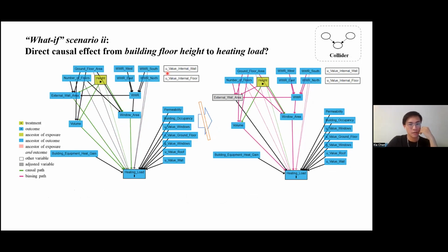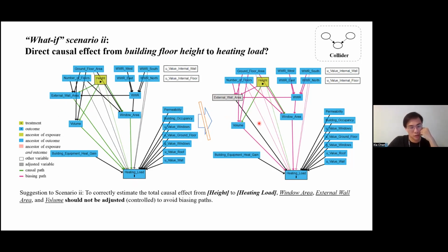Then there is another scenario: how to estimate the direct causal effect from the building floor height to the heating load, which is a corridor situation. An important reminder is that we should not infer or control these variables along this direct causal path from the height to the heating load, to avoid creating another bias path. For example, if I block here, we will create another bias path because the number of floors and height would be the causes for that. Blocking that would create false relationships between each other and would affect results.